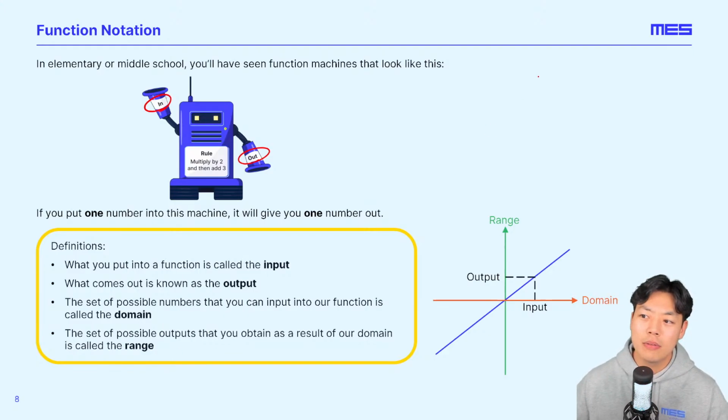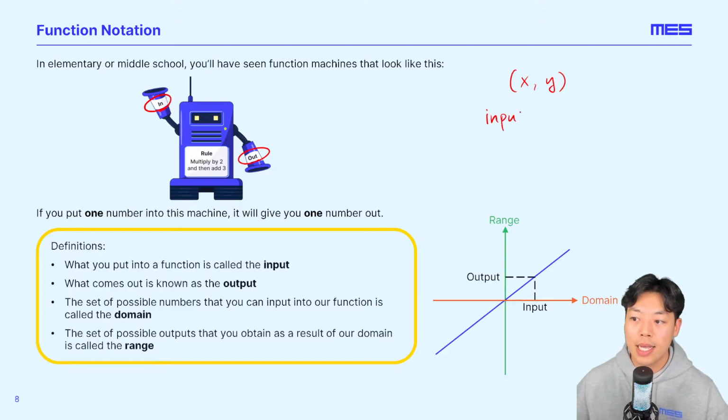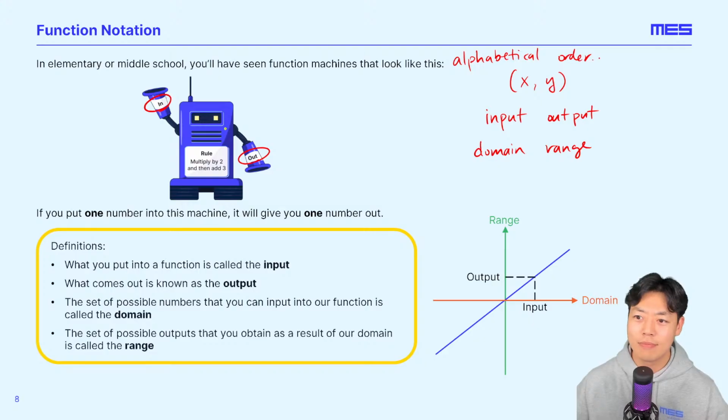So let's paint a little picture here. We have x comma y. That's in alphabetical order. X comes before y. We also know input and output. I comes before O. We now also have domain and range. D comes before R in the alphabet, right? All of these are in alphabetical order, which is coincidence? I think not. We also have horizontal and vertical.